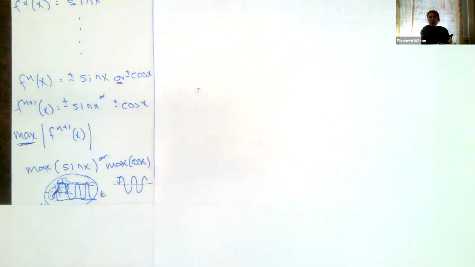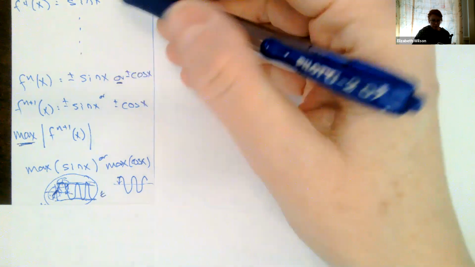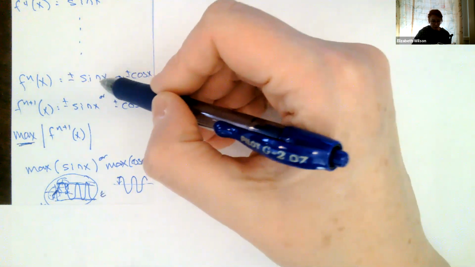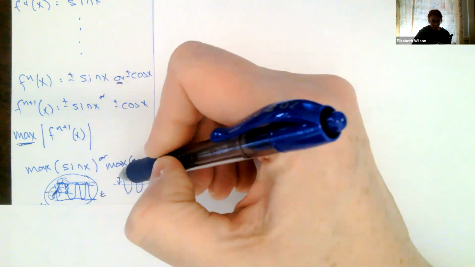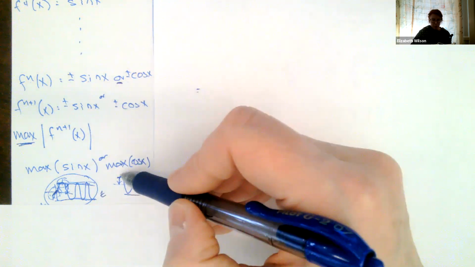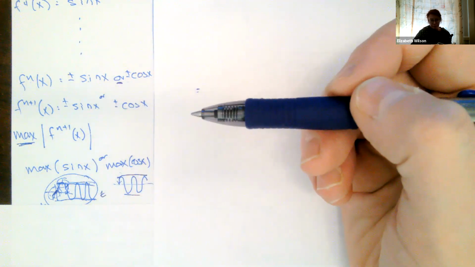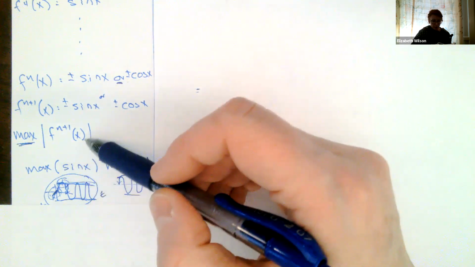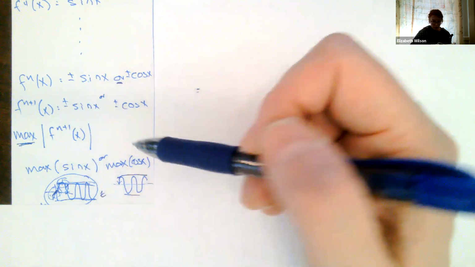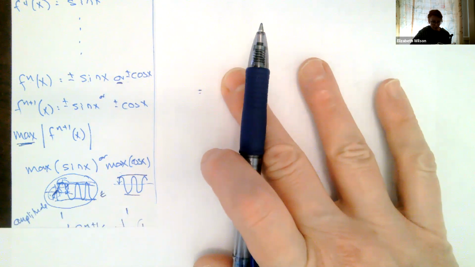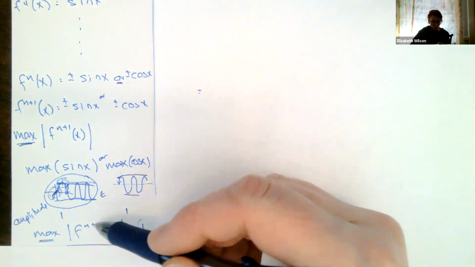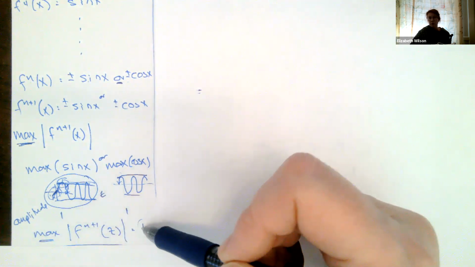The whole point is the maximum part. I need the number that represents the maximum possible value of my derivative functions. My derivative functions are sine or cosine. These things oscillate, right, and their max value is represented by their amplitude. In this case, our amplitude is equal to 1. So my max value is the amplitude, which is just 1. So the max of f of n plus 1 of z is equal to 1.